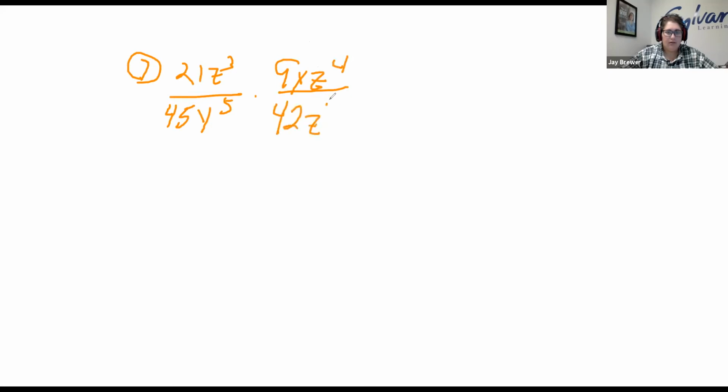Okay. Number 7. Number 7 is fun. We just basically get to cancel things out. So, we have 21z cubed over 45y to the 5th, times 9y z to the 4th over 42z to the 8th. All right, so you could go through and try to cross things out. I went ahead and did an extra step so that if anyone has trouble, you can see it.